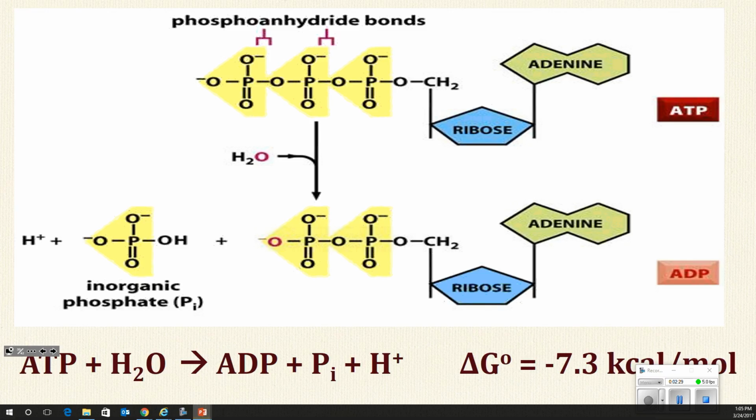And as we look at it down here at the bottom, the delta G is minus 7.3 kilocalories per mole. So it likes to go that way.